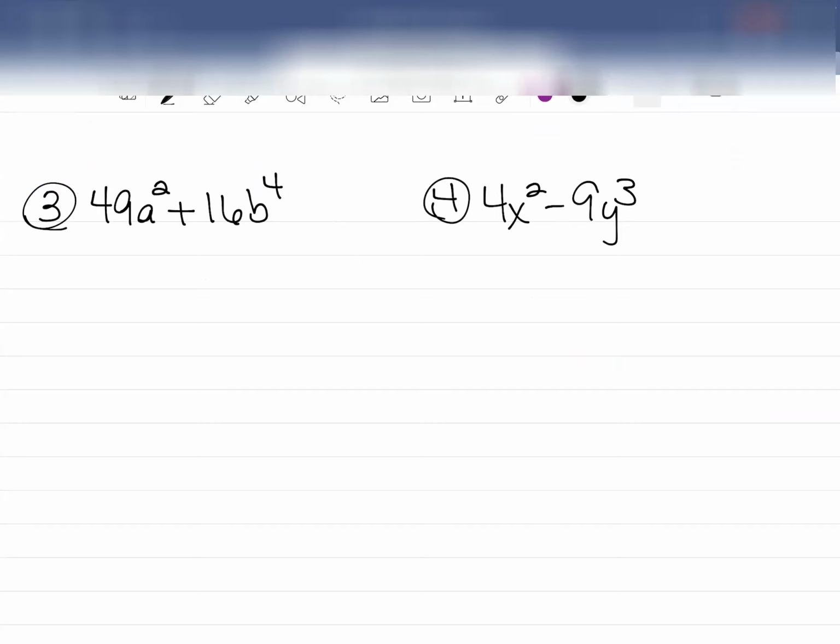Let's look at two more examples. On this third example, 49a squared, I can figure out what's being squared there. The 16b to the 4th, we can figure out what's being squared there. We already did that. That was our first example. But what messes us up on this one is that there's a plus sign in the middle. So I don't have two different signs in front of the two terms. They're both positive. So we are not going to be able to do anything with that, and we're going to write prime.